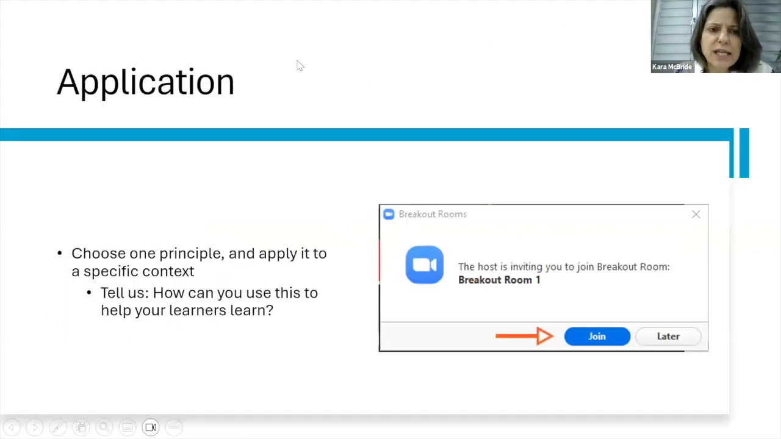Okay, so now it's time to go into breakout rooms. We're going to give you maybe 6 minutes for this, and unfortunately you can't each talk about your different situations, but try to choose one of these principles and apply it, and talk about how you could use it to increase learning in the situations you work in.